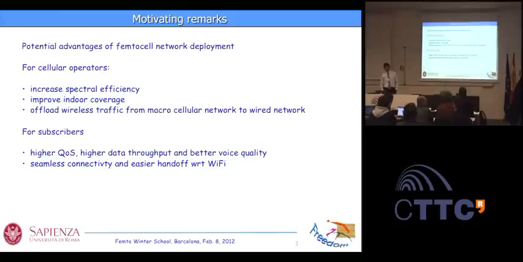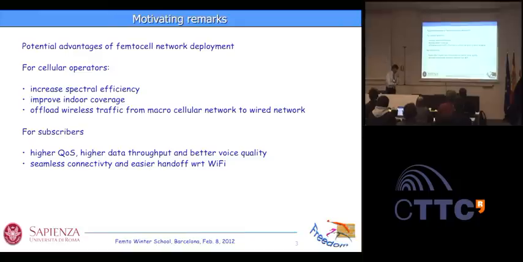Okay, then the second point, this is of course well known, you can improve indoor coverage because these are essentially indoor base stations. The other point worth mentioning is that femtocells allow to offload the wireless traffic into the wired lines. In this way, the operators can free precious wireless resources, bandwidth essentially, to accommodate further mobile users. So this is clearly an advantage.